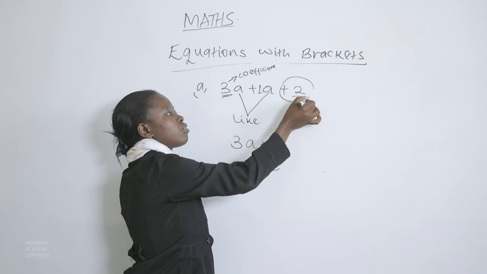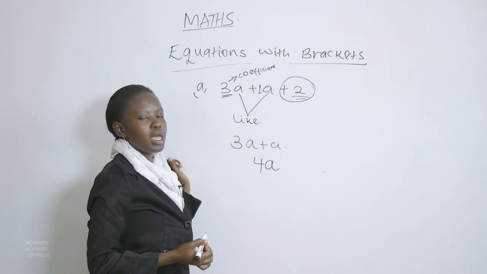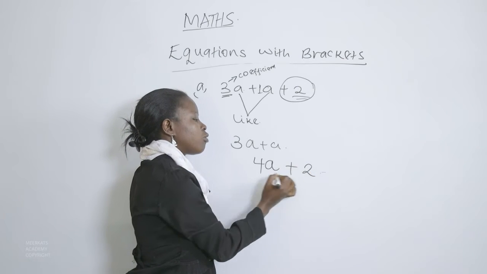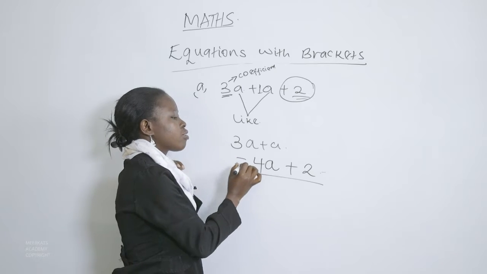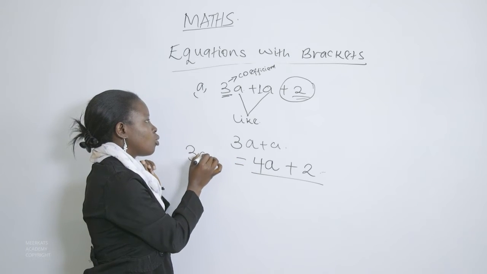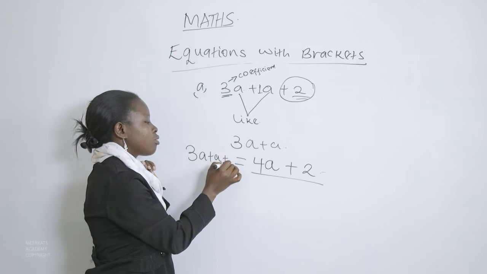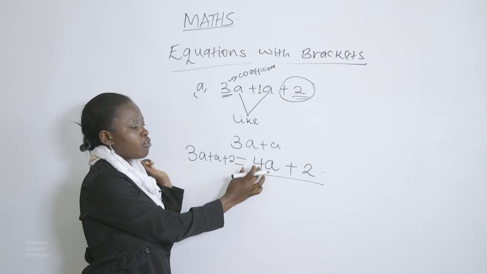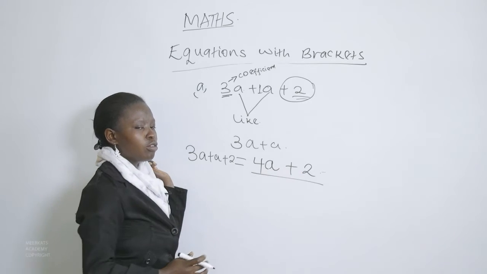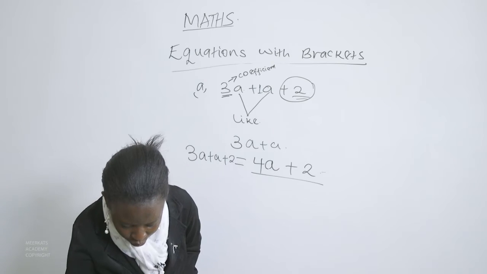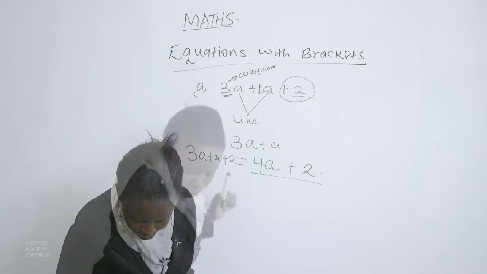But this is plus 2. The expression had a plus 2. So it means that our expression, if simplified, will give us 4a plus 2. We are not adding the 2 because 2 is an unlike term to 4a. So we will have 4a plus 2 as our simplified expression.